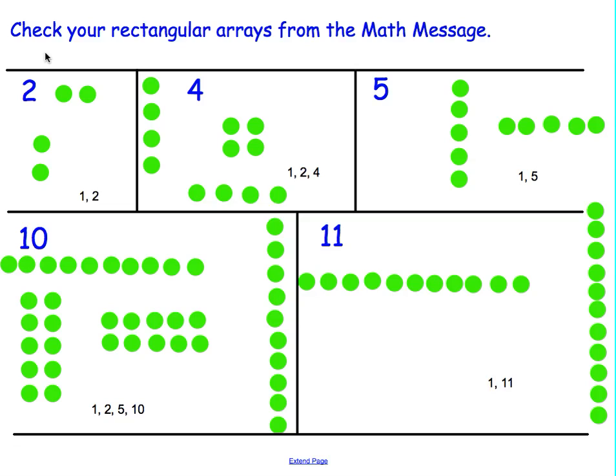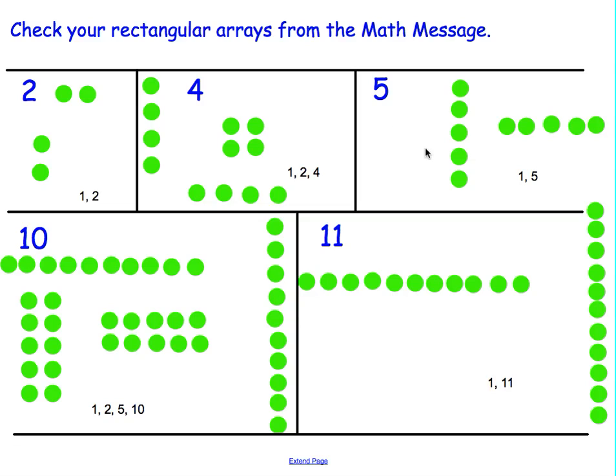Check your rectangular arrays from the math message. You'll notice number 2 has only 2 arrays, either one row of 2 or one column of 2. And because I can only make a 1 by 2 or a 2 by 1 array, it only has 2 factors, 1 and 2. The number 4 was able to make 3 different arrays. I've got a 4 by 1, a 1 by 4, and also a 2 by 2. The factors for number 4 are 1, 2, and 4.